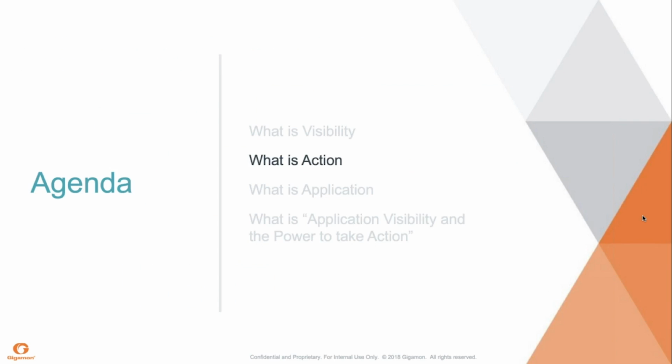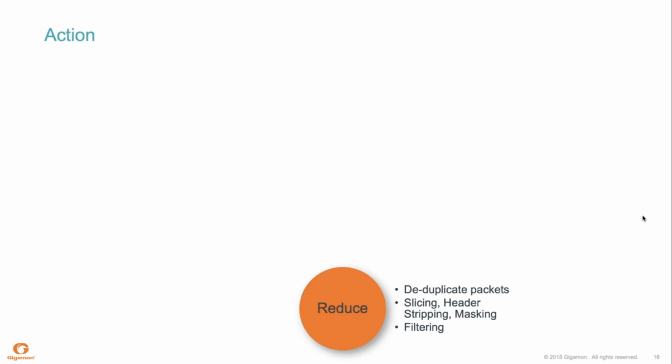The second point is what is action, and this is a pretty straightforward story. Action, this is the middle orange bar that I showed earlier, has a number of different functions. The first thing we do is clean up the data by reducing. Our typical customers, because of all the taps and span ports that they tend to stick out there, we see about 60 to 65% of the packets being duplicate traffic. So one of the functions that we offer is packet deduplication.